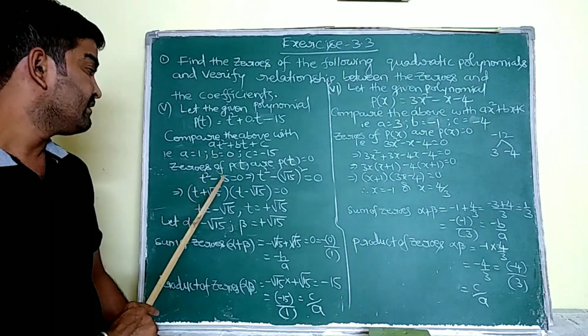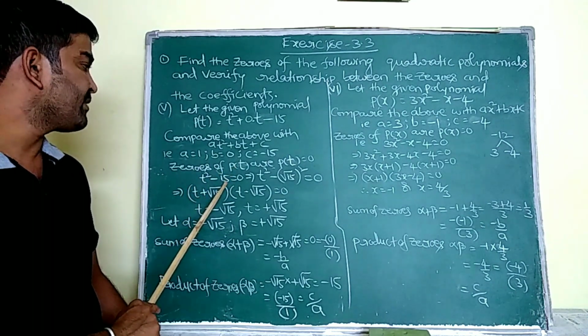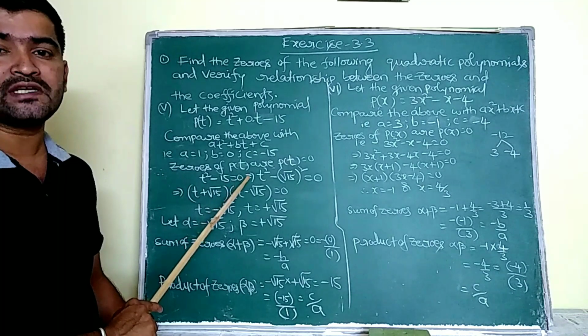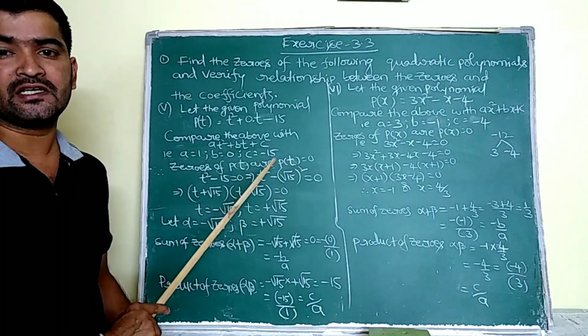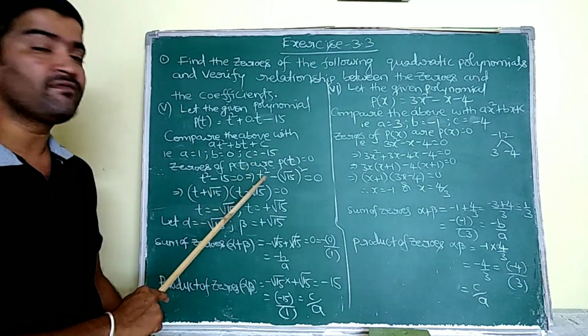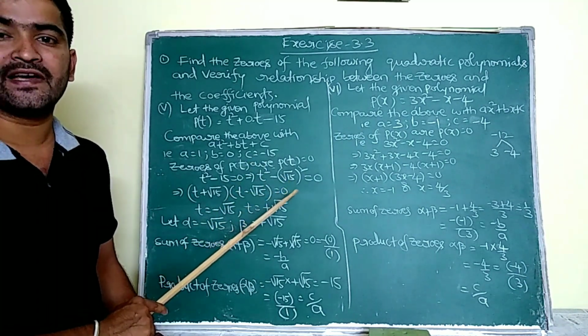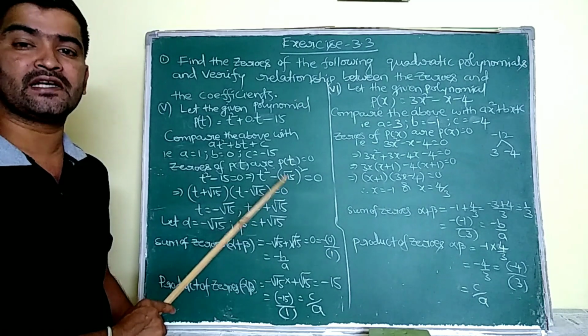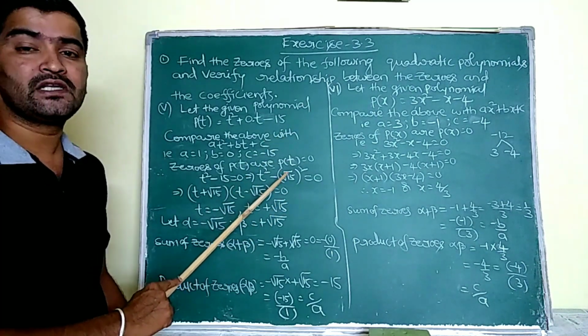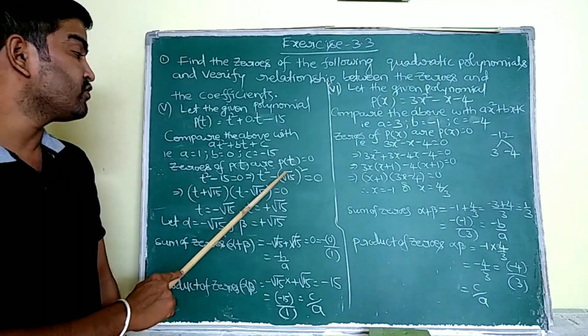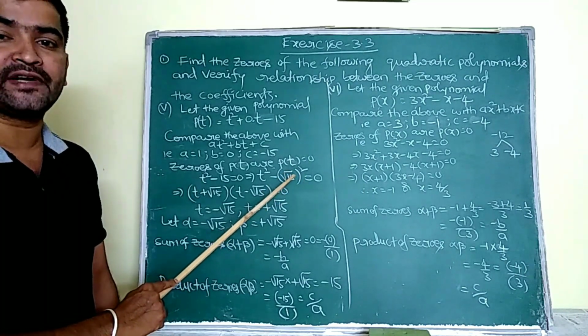So t square minus 15 is our p of t, so that is equal to 0. Now see here, no need to split the middle term, because it is in the form of a square minus b square if you arrange that 15 as root 15 whole square. So that is why it's very simple. This 15 is going to be expressed as root 15 whole square here to simplify it easily.